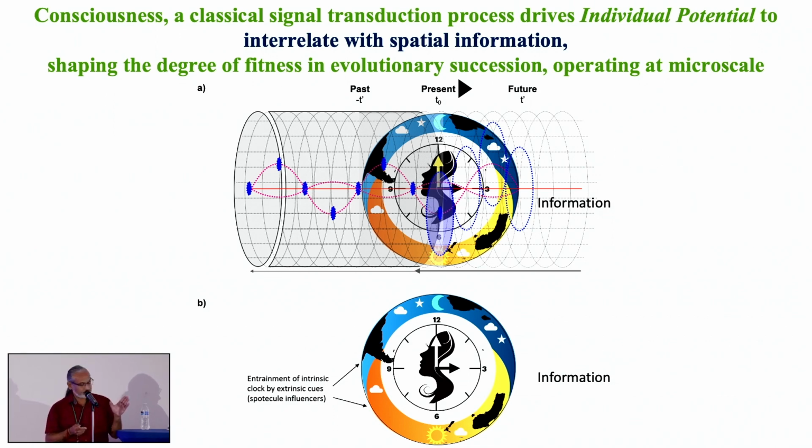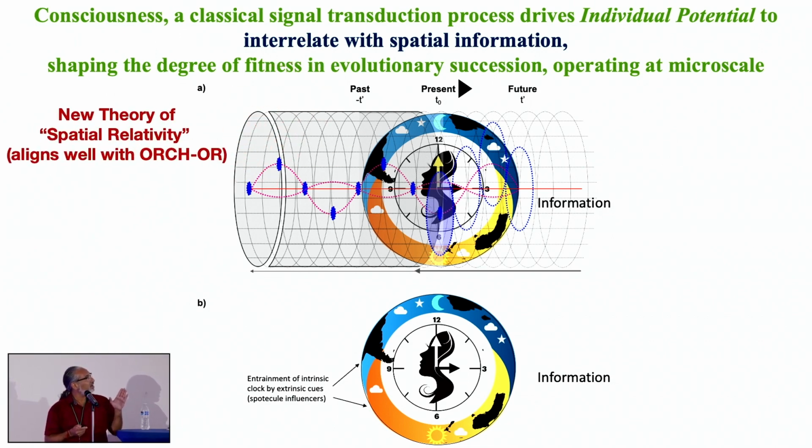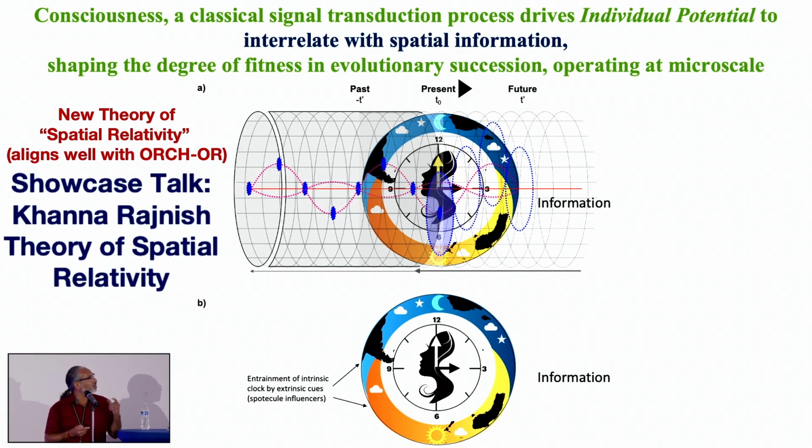So I thought about this a lot, and I have a theory. I call it theory of spatial relativity, and this theory aligns with OR, mainly because there aren't that many other theories of consciousness that explain quantum level interaction, and basically going from physics to biology. So what we need to do is go from the understanding of the physical universe to the understanding of biological responses. I have a showcase talk. You're welcome to watch it on theory of spatial relativity.